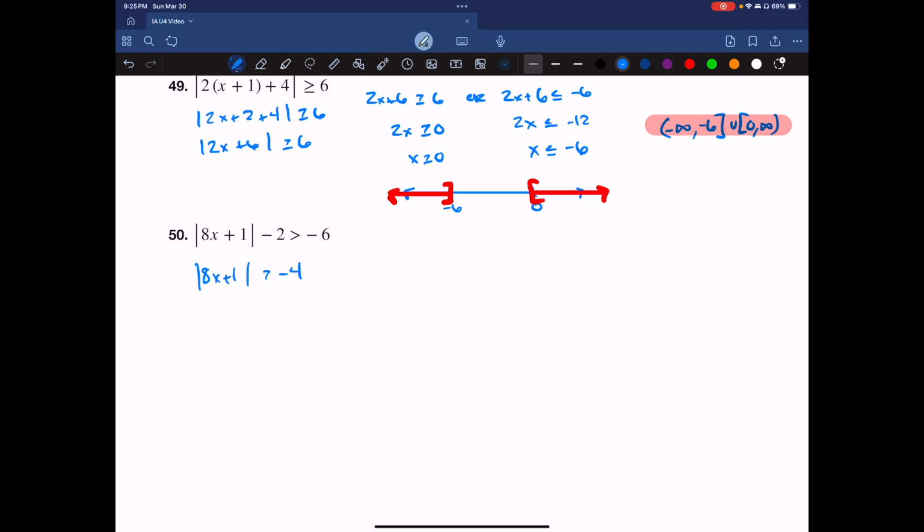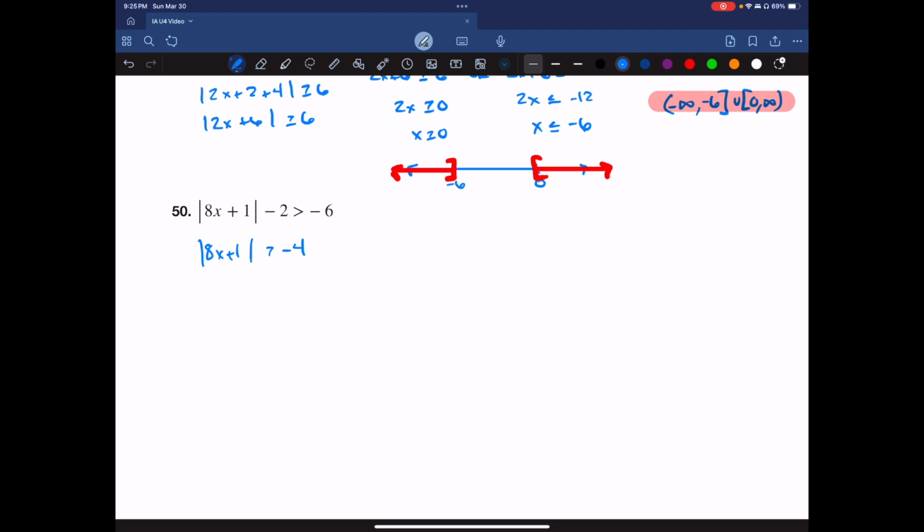A positive number is always greater than negative 4. So in this situation, we had one earlier that never worked, like 47, because the absolute value can't be less than negative 5. It can't be less than 0. But it can be greater than 0, and 0 is always greater than negative 4. So this is always. How do we write always in interval notation? Well, it's going to be negative infinity to infinity.